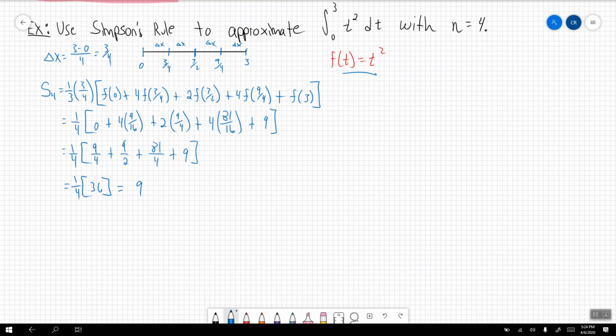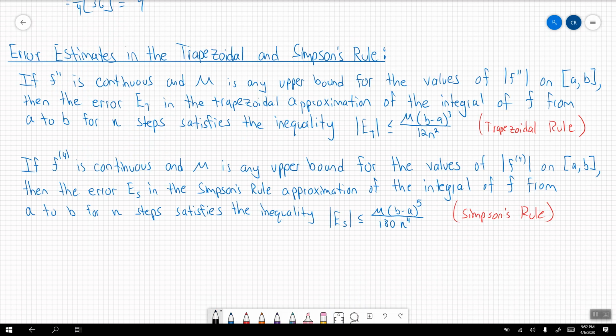Alright, so next, I'm going to talk about the error bounds for Simpson's rule and the trapezoidal rule. I'm going to write those bounds in just a bit, that way you can see them on your screen. Here on the screen right now, you have the error estimates for the trapezoidal and Simpson's rule.